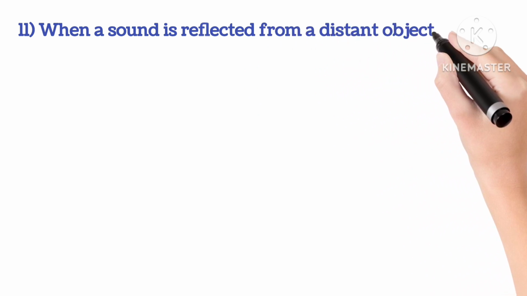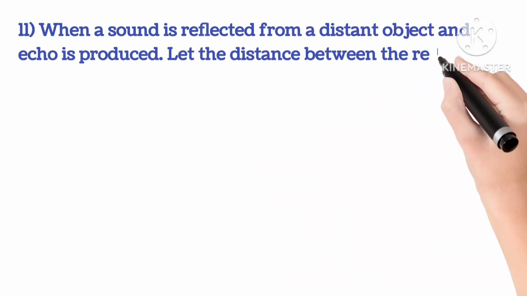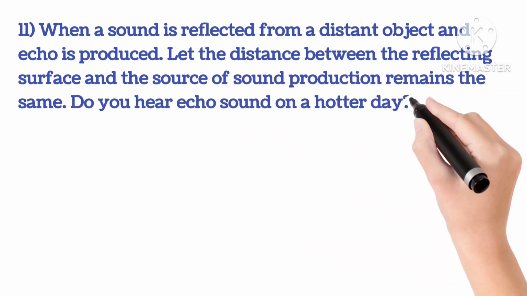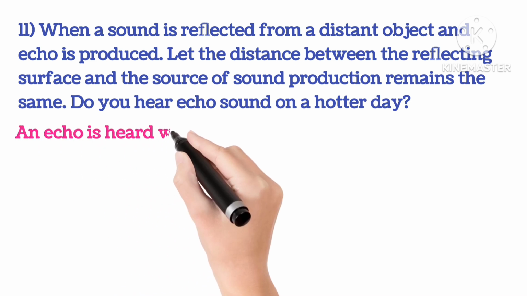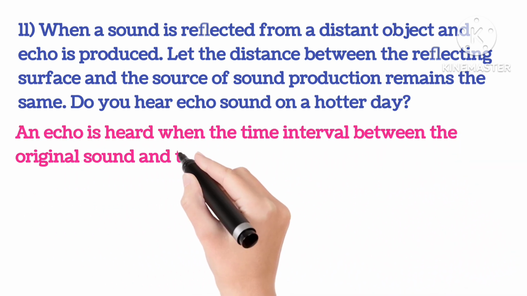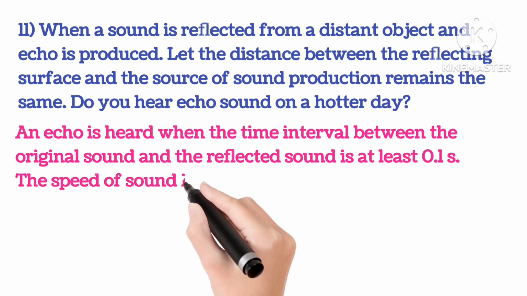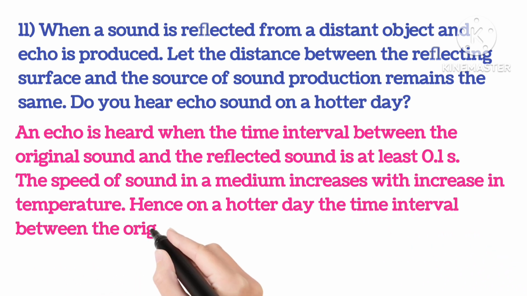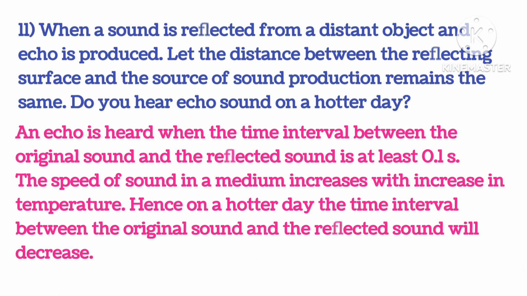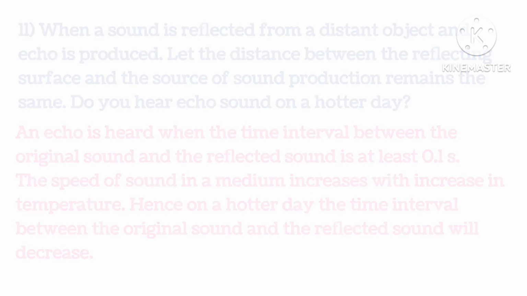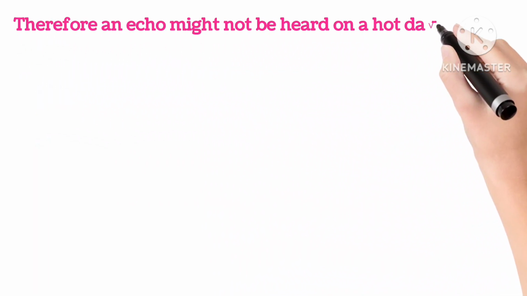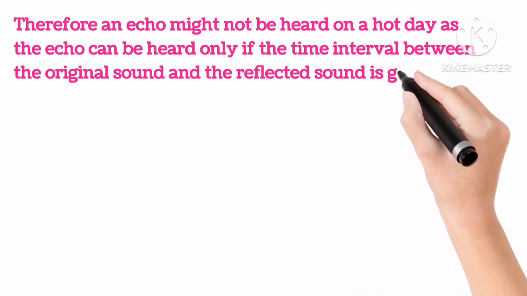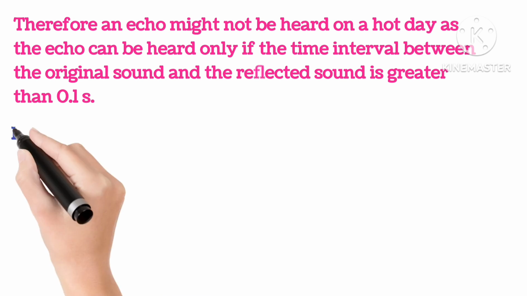11th, when a sound is reflected from a distant object, an echo is produced. Let the distance between the reflecting surface and the source of sound production remain the same. Do you hear an echo on a hotter day? An echo is heard when the time interval between the original sound and the reflected sound is at least 0.1 second. The speed of sound in a medium increases with increase in temperature. Hence, on a hotter day, the time interval between the original and the reflected sound will decrease. Therefore, an echo might not be heard on a hot day, as an echo can be heard only if the time interval between original and reflected sound is greater than 0.1 second.